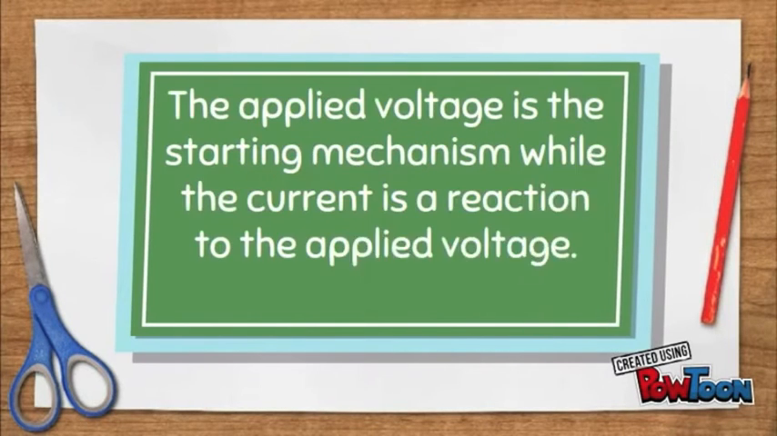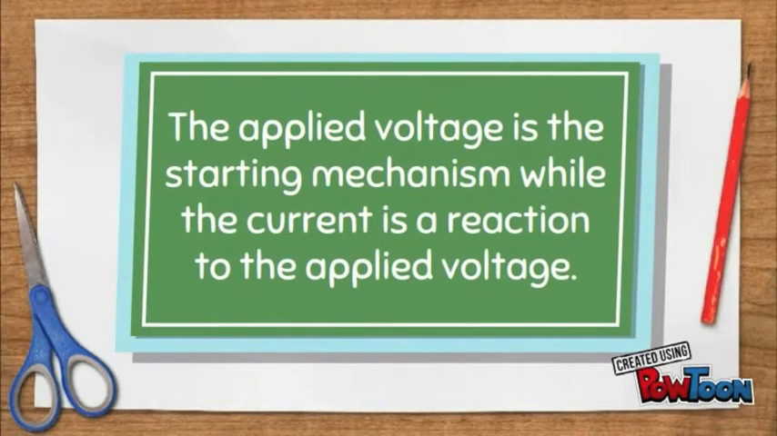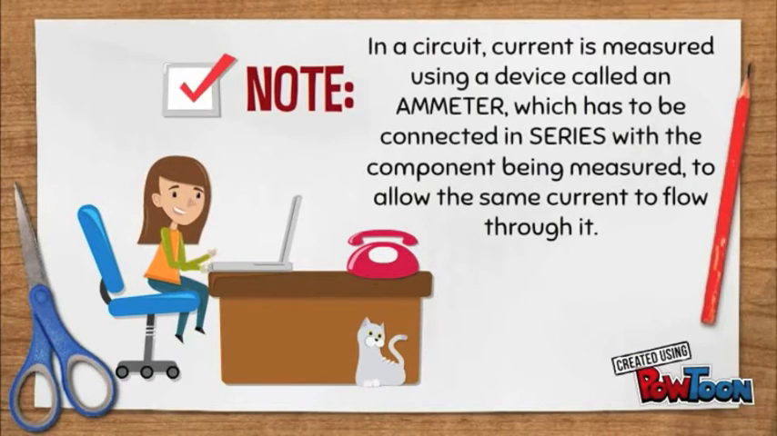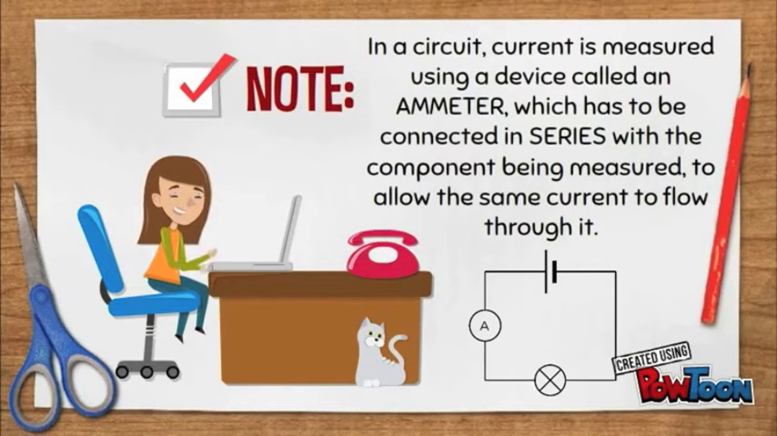By this, we can conclude that the voltage is the starting mechanism while the current is a reaction to the applied voltage. Note that in a circuit, current is measured using a device called an ammeter, which has to be connected in series with a component to allow the same current to flow through it.